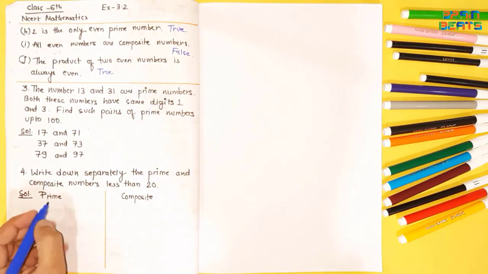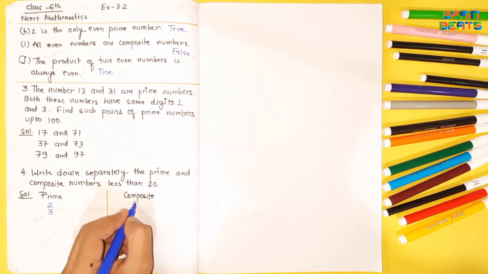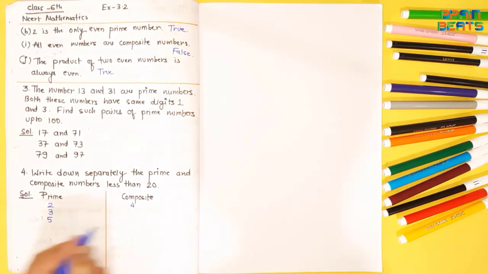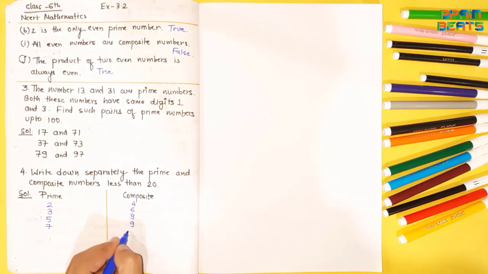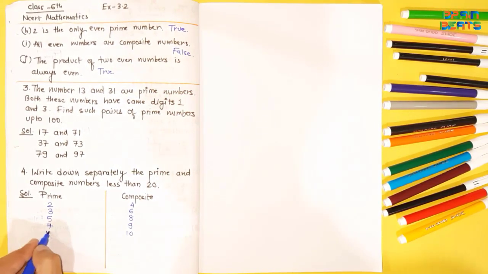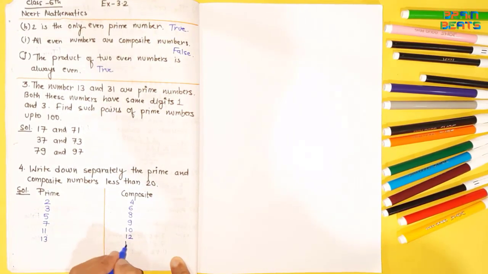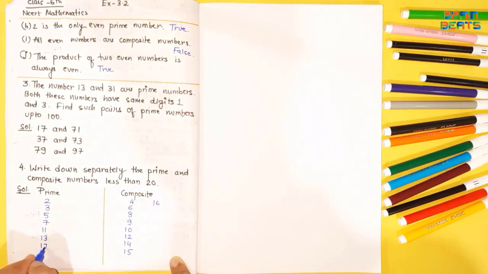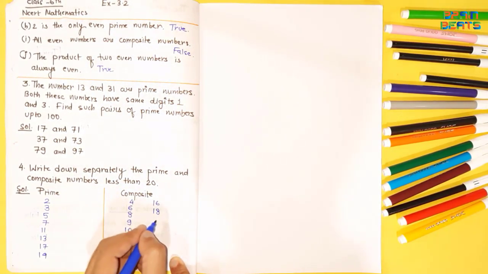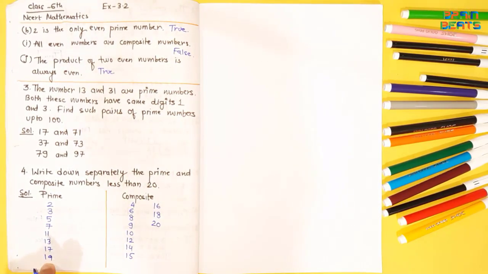So second is 2. 2 is a prime number. 3 prime number. 4 composite number. 5 prime number. 6 composite. 7 prime. 8, 9, 10 composite, 11 is a prime number. 12 composite, 13 is a prime number. 14, 15, 16 composite, 17 prime, 18 composite, 19 prime. If we include 20 then it will come here, but it is said less than 20, that means we have to write up to 19 only.